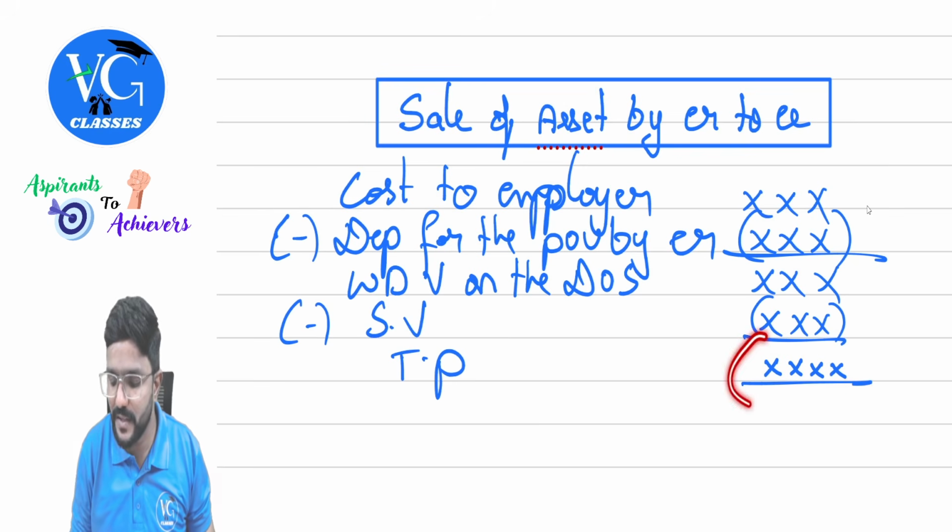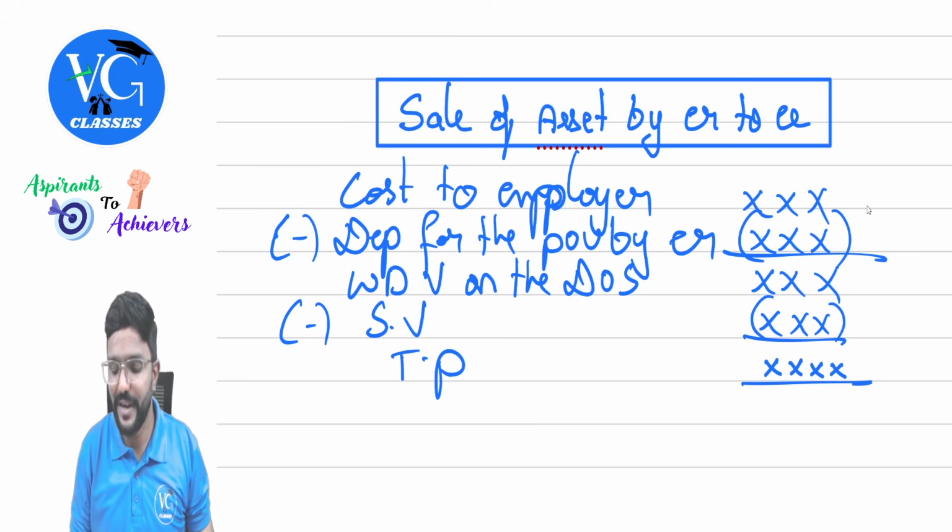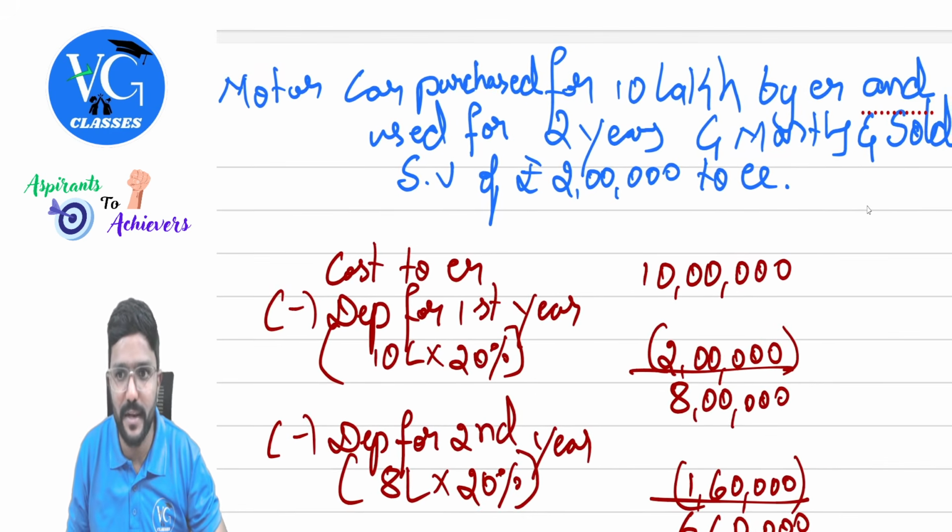Sir, what if by chance this is negative? If it is negative, then nothing is taxable as perquisite because the employee is not getting any benefit, guys. Got it? Yes. I have given a few examples here.